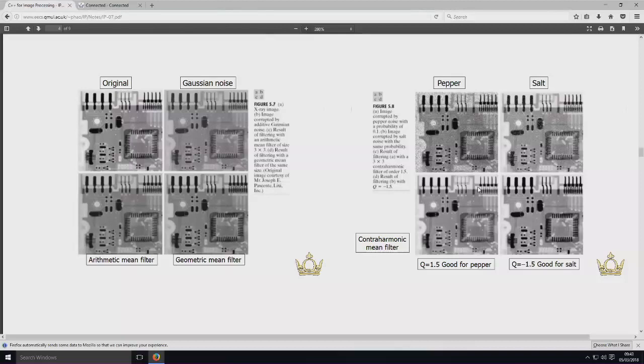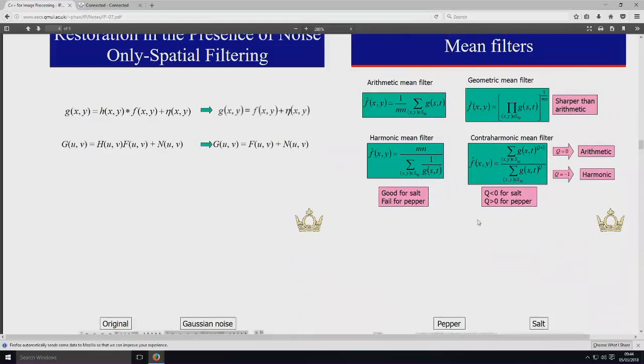And here we added some pepper noise and salt noise, white pixels. You can see the dark pixels there. And here we use a contra harmonic filter, and we use Q equals 1.5. Here Q equals minus 1.5. So we can use different parameters for Q, and those are good for pepper or good for salt noise. So it's the same formula, but it can be used for different noises.